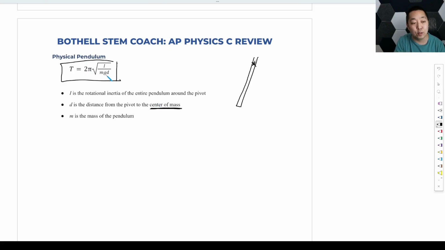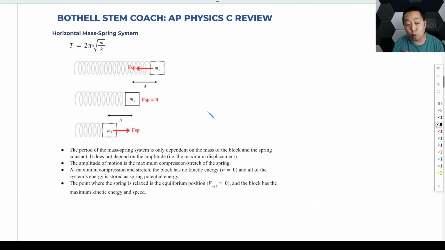Now be very careful that you don't just use the length of the rod. It's the distance to the center of mass. That's probably the part where most people make a mistake when using this equation. We have horizontal mass springs.